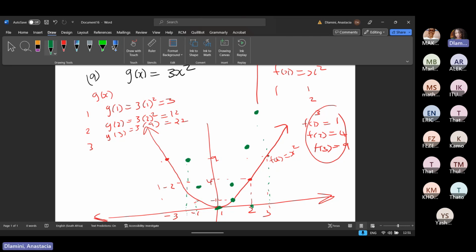And if x is negative, if x is -1, I'll get 3. If x is -2, I'll get 12. If x is -3, I'll get 27. It means I'll be somewhere here. So let's draw this new graph. Do you see that? So that's the new graph.